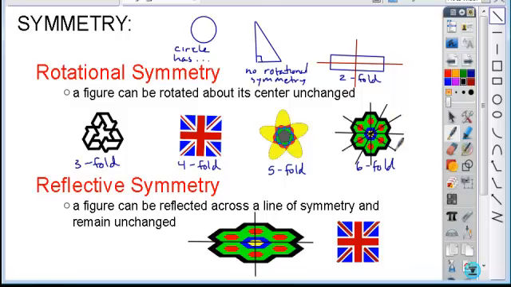All right, so assuming the red stripes on this flag are of equal consistency, and assuming that's a perfect square, how many lines of symmetry would you have in this? You have vertical, horizontal, diagonal, and diagonal. Okay. Questions about those?